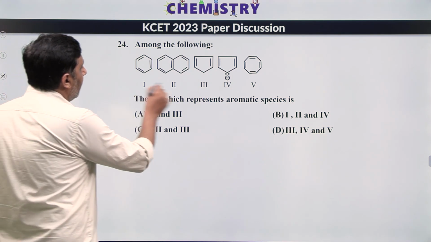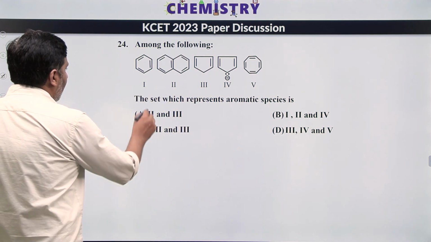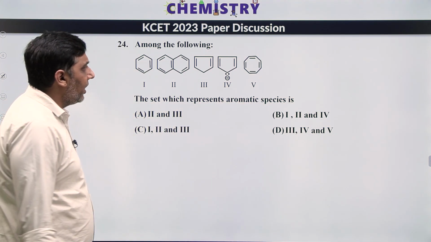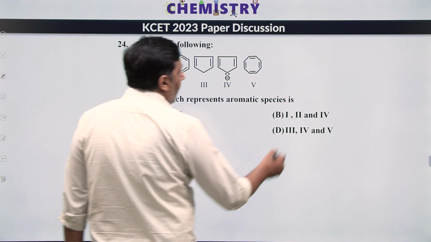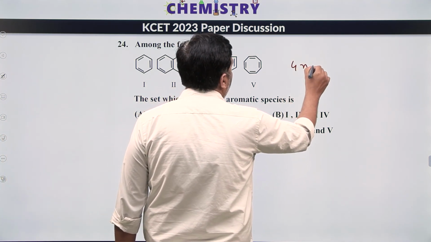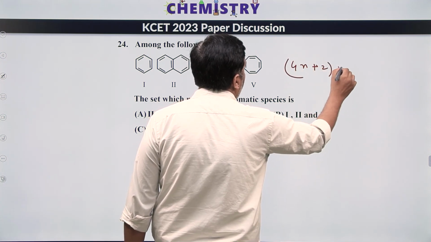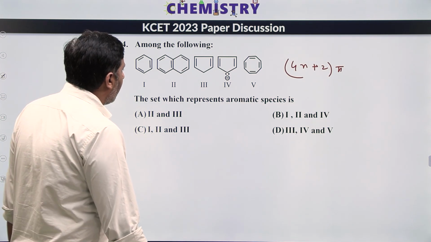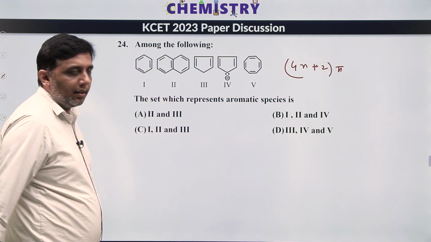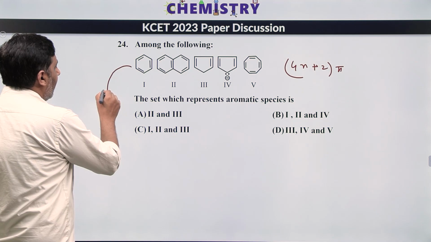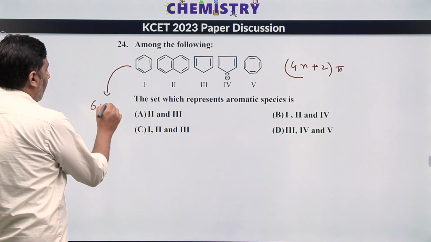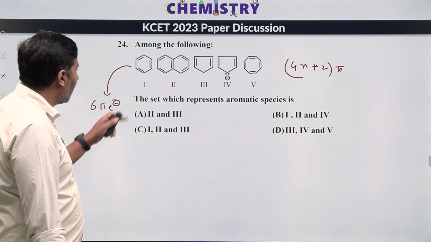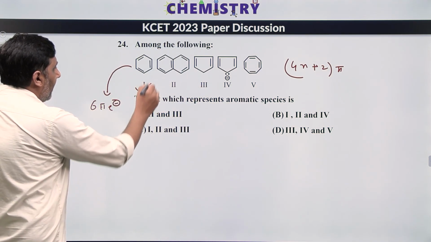Among the following, the set which represents aromatic species is... Usually aromatic species, how do we identify that? For that we have a particular rule, 4n plus 2 pi electrons, which we also call Huckel's rule. So based on that, you calculate which is having 4n plus 2 pi electrons. If you take benzene, how many pi electrons is it having? 6 pi electrons. So 6 pi electrons means we can put the value of n as 1. So this is satisfying the 4n plus 2 rule. So the first one is going to be aromatic.